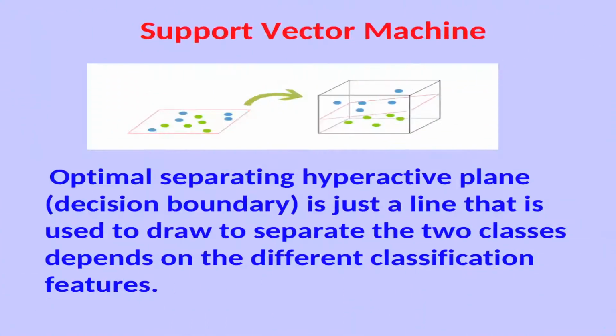Now let us have a look at web content mining algorithms. Support vector machine. Support vector machine is a well-known and simple machine learning and classification algorithm. SVM is a method that is used for linear and nonlinear data sets. The optimal separating hyperplane, that is the decision boundary, is just a line that is used to separate the two classes depending on the different classification features.